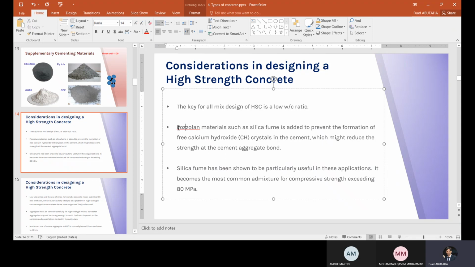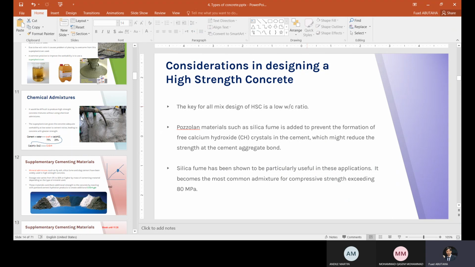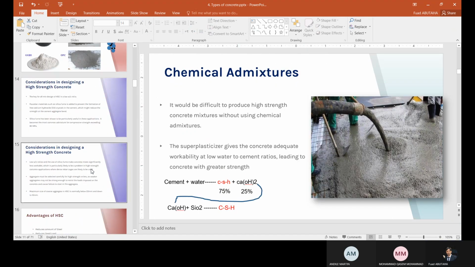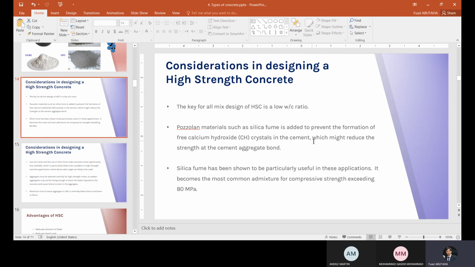What is the purpose of using pozzolanic material like silica fume? It's to prevent the formation of the calcium hydroxide, which might reduce the strength at the cement aggregate bond. Silica fume has been shown to be particularly useful in this application. It became the most common admixture, and compressive strength higher than 80 megapascal can be achieved.